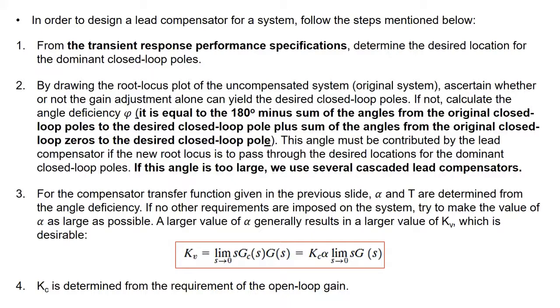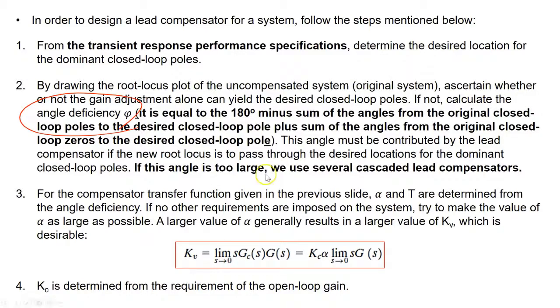Okay, so the important thing here is this term, angle deficiency. What is it and how do we calculate it? It says it is equal to 180 minus the sum of the angles from original closed loop poles to the new pole, plus the sum of the angles from original closed loop zeros to this new pole.